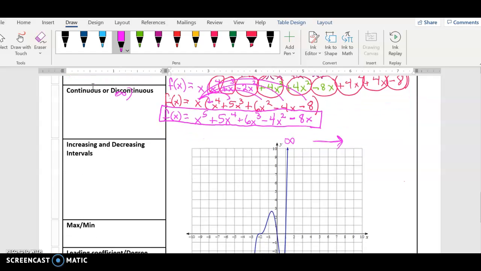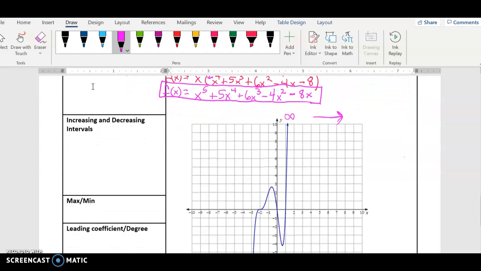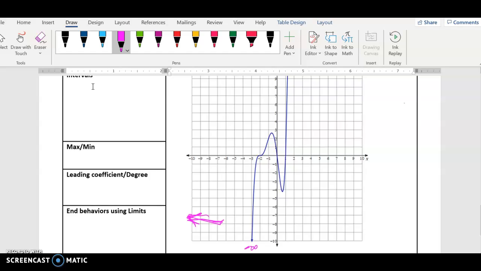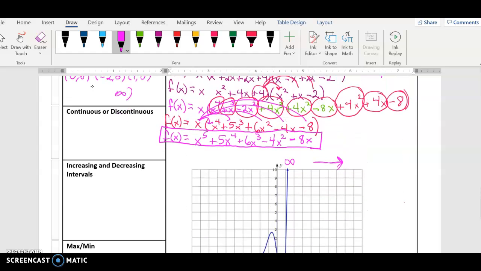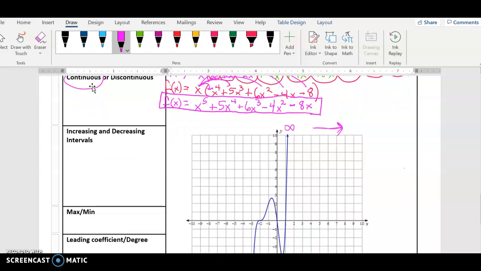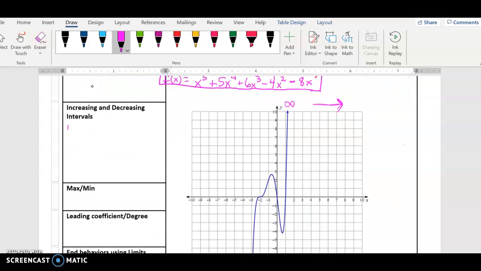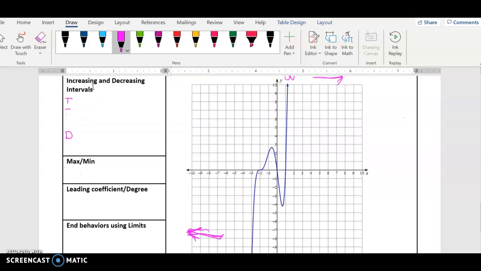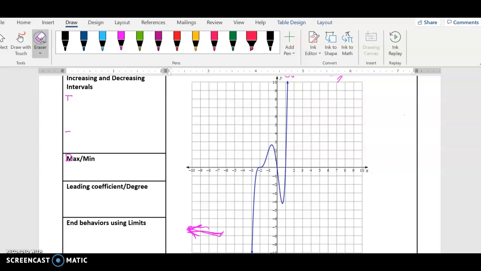It is continuous. We never have to pick up our pencil to draw that graph. So that makes it a continuous function. The intervals over which the graph is increasing and decreasing. So this is where Ms. McFadden always shades her x-axis. We're shading the x-axis.